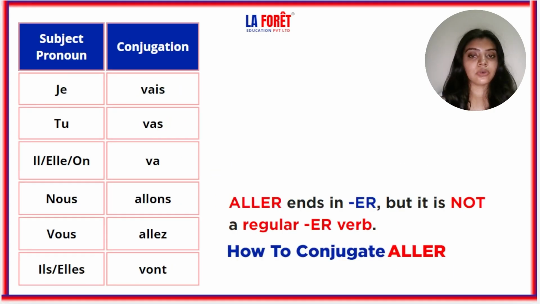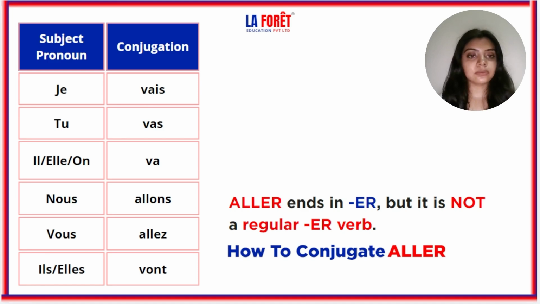Okay. So next is aller. Aller now ends in er, but it is not a regular er verb. It is an irregular verb. Aller is also an irregular verb like être and avoir. So let's see the conjugation of this. This is totally different, so you have to learn this conjugation of aller.